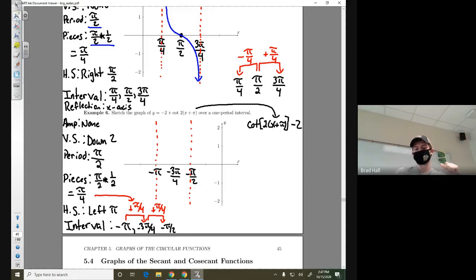Additionally, normally what we would do, I'm going to do this in red because I'm going to erase this, we would put the point in the center and start to draw the graph. But we have a vertical shift. We're shifting down 2. So that point, guess where that point goes? All the way down here at -2. And now we can draw the graph.